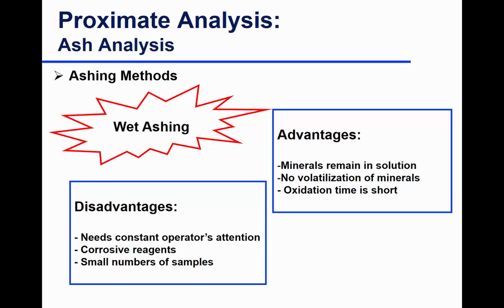Advantages: samples are ready directly for mineral analysis. They are in solution. You don't risk volatilization of minerals because the temperature is low. It's about 200 compared to 500 degrees Celsius. And oxidation time is short, so you don't need 24 hours to ash your sample.